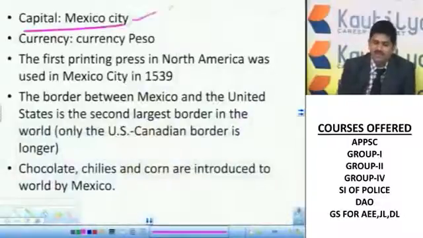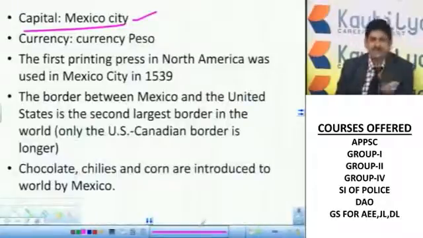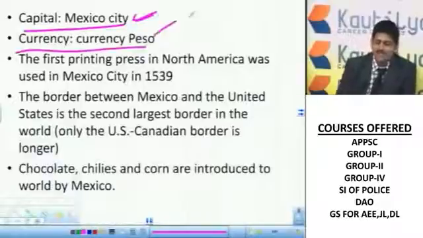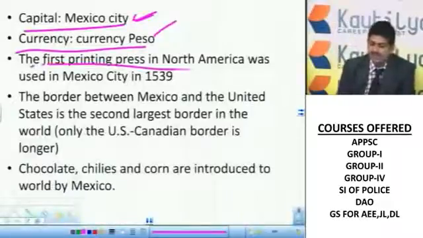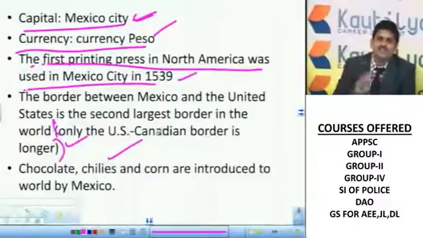Mexico's capital is Mexico City. I told you initially that there are certain countries where the capital and the country's name are the same. I told you already, Singapore's capital is Singapore City. In the same way, Mexico's capital is Mexico City. Its currency is the peso. The first printing press in North America was used in Mexico City. It's a very important point. Next, the border between Mexico and the United States is the second largest border in the world. I already told you, the first one is between the US and Canada, and the second one is the US and Mexico. That means in the top two, the US is involved.